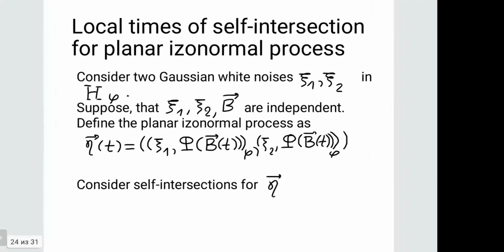Now let us consider a more interesting situation when we have two independent white noises in the reproducing kernel space H phi, and suppose that all this triplet xi1, xi2, and planar Brownian motion B are independent. Define a new planar isonormal process as follows. This is eta t. And let us consider self-intersections for eta.